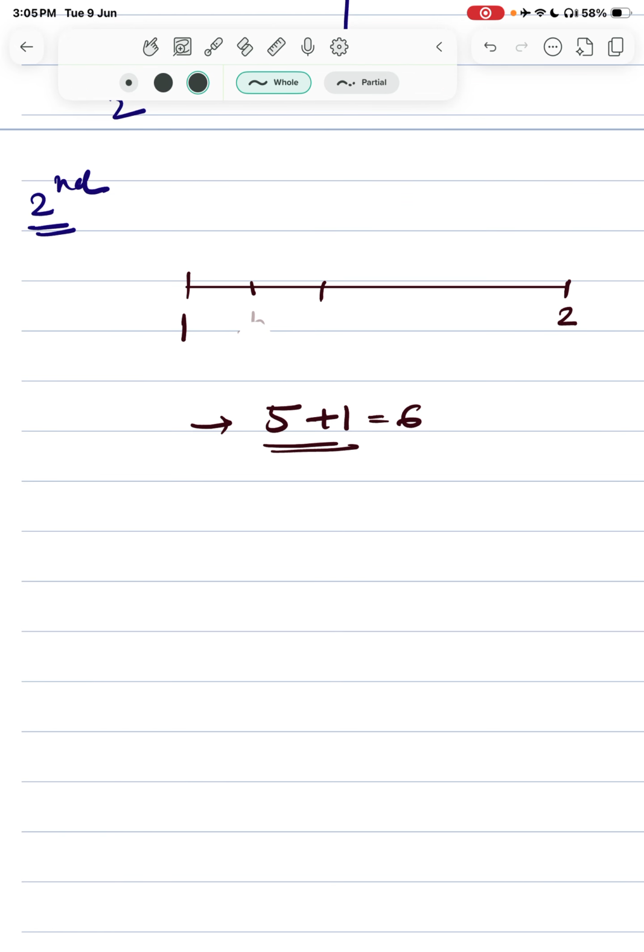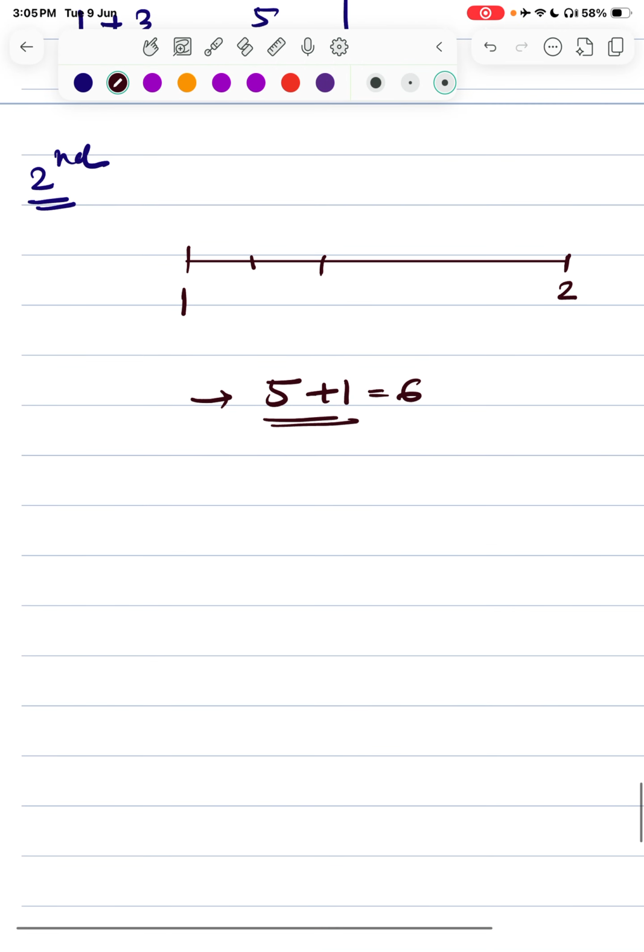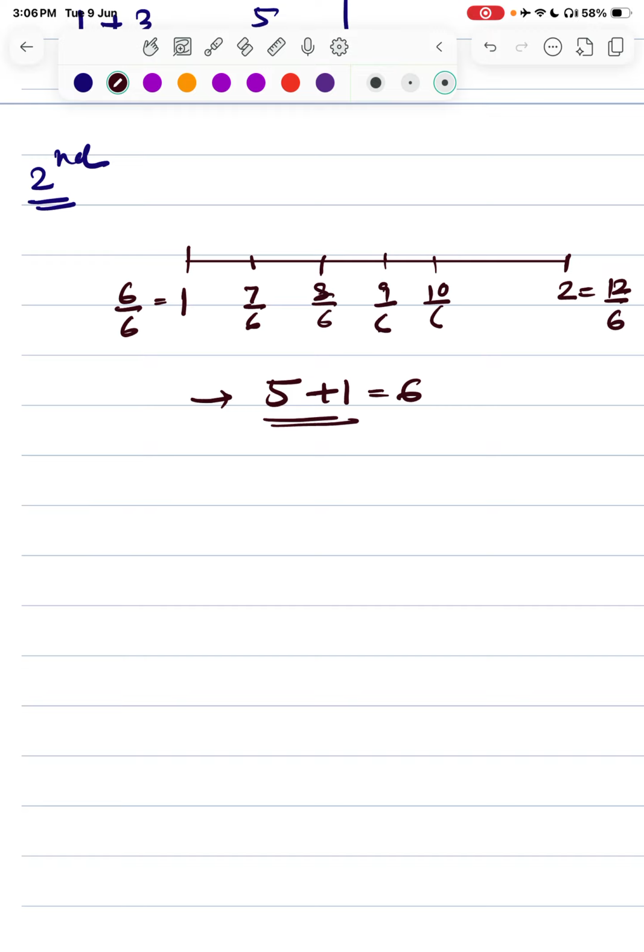Okay, so let me just elaborate this to you a bit more. So 1 can be written as 6 by 6, right? And 2 can be written as 12 by 6. Is it okay? Because I have told you earlier that there are infinite ways to write a rational number. So 1 can be written as 6 by 6 and 2 can be written as 12 by 6. So next numbers will be 7 by 6, then 8 by 6, 9 by 6, 10 by 6, 11 by 6. So 1, 2, 3, 4, and 5. So this is another way to insert five numbers.